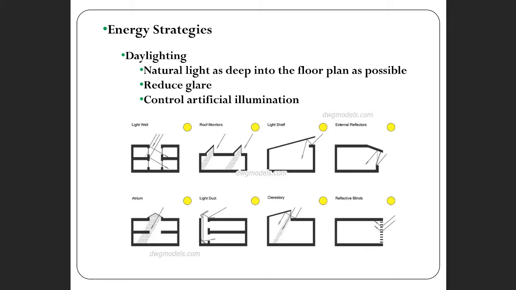And then we have to combine it with our daylight harvesting or daylight controls to dim the lights when natural light is available. Again, I show some examples of different strategies to allow us to bring daylighting into the building.